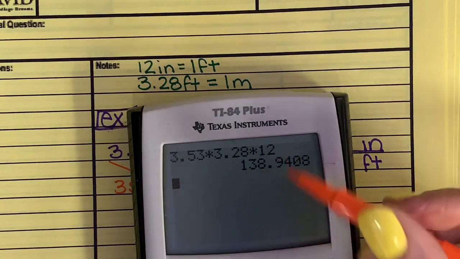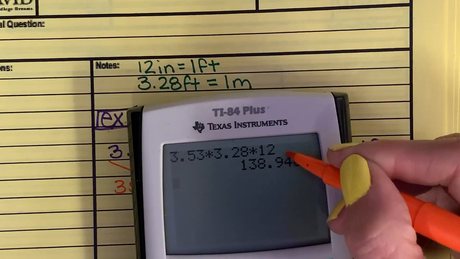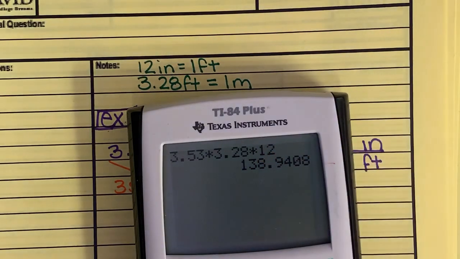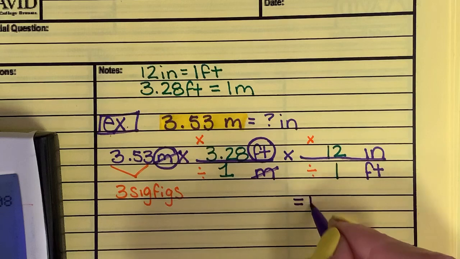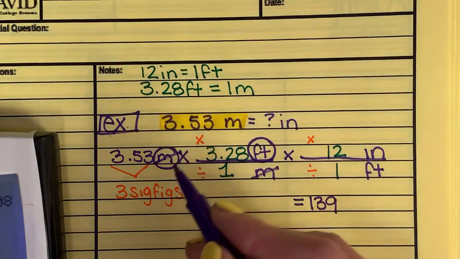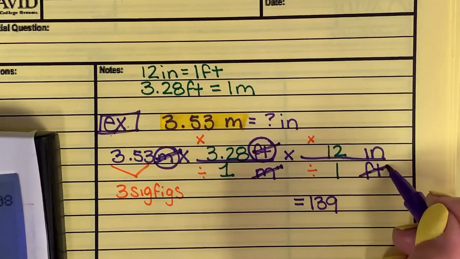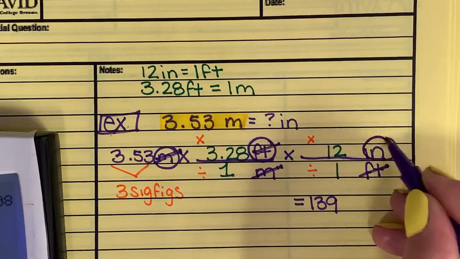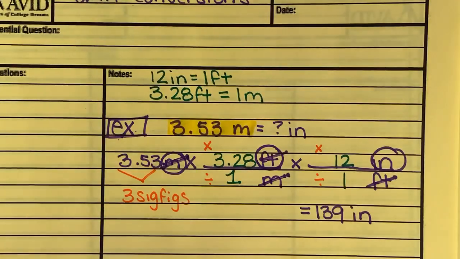1, 2, 3. I'm gonna cut it off between the 8 and the 9. Because this is a 9, I'm gonna round up, and this is going to become 139. Meters canceled out, feet canceled out. I'm left with inches. Okay? I could have a 2-step problem, I could have a 3-step problem, I could have a 12-step problem.